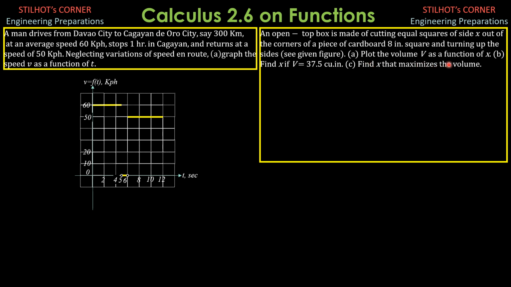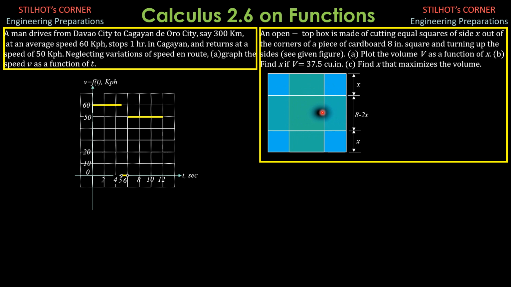So plot the volume V as a function of x. Find x if the volume is 37.5 cubic inches. Then find x that maximizes the volume. So the method to be presented here in finding x is based on the graph and by common sense also. Later on, this x is to be determined officially by the maxima-minima technique or approach.